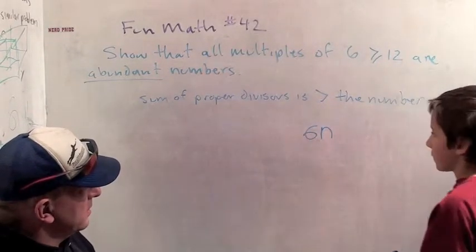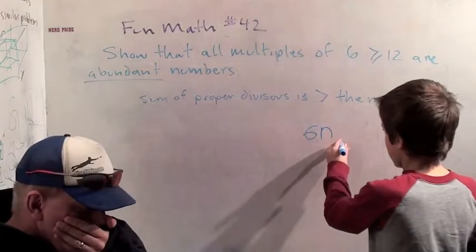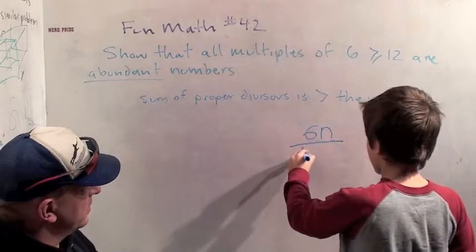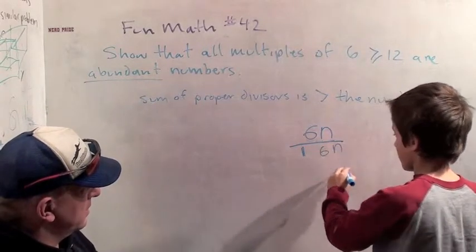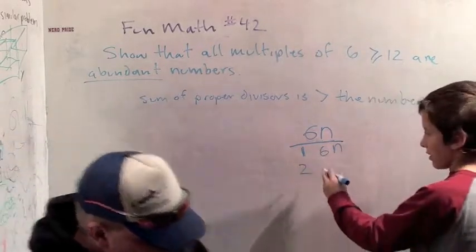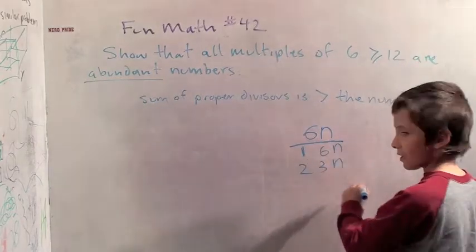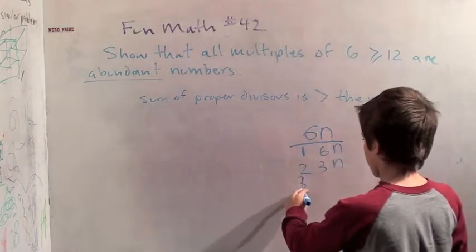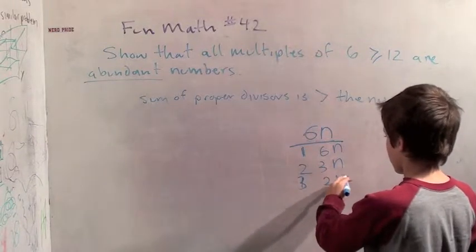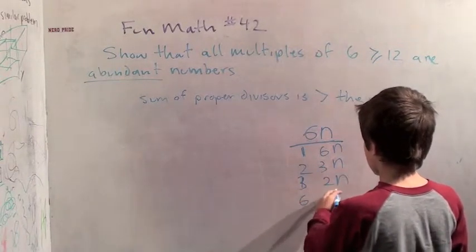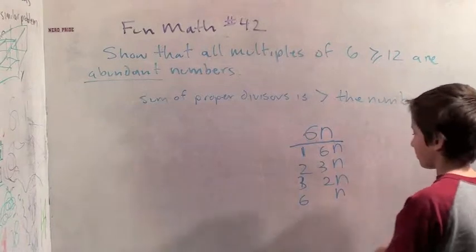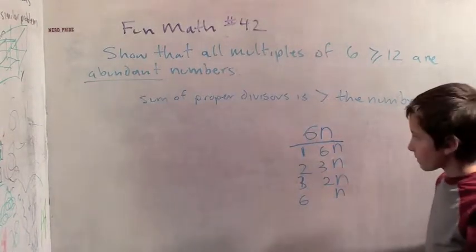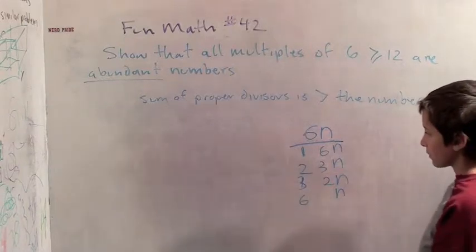And 6n has some divisors. What are they? 1 and 6n. 2 and 3n. 3 and 2n. And 6 and n. Okay, awesome. And there probably are a lot more, or there might be anyway.